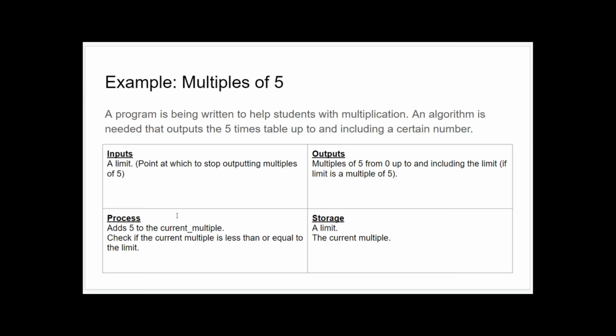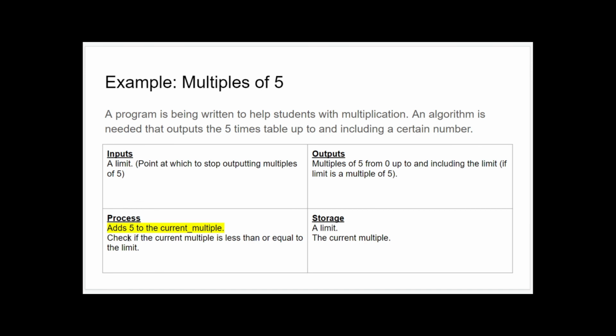The final thing I want you to do when you've finished completing these IPSO charts for algorithms that contain loops is I want you to look at your processes and highlight any processes that will need to be repeated. If I look at my processes for this algorithm, I can see that the first one, adds 5 to the current multiple, is going to need to be repeated because every time I want to print out the next multiple, I need to work out what it is, and in order to do that I need to add 5 to the multiple that I've just printed out. So I'm going to highlight that process.